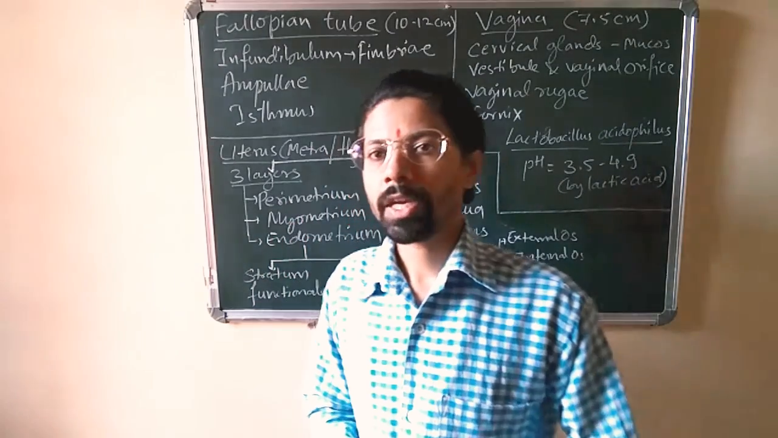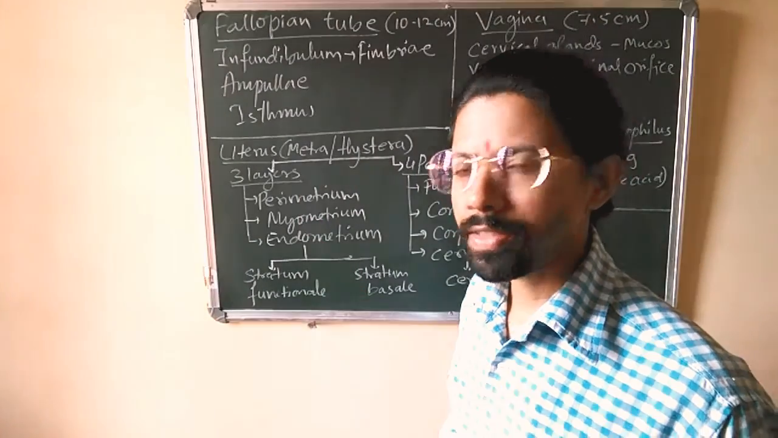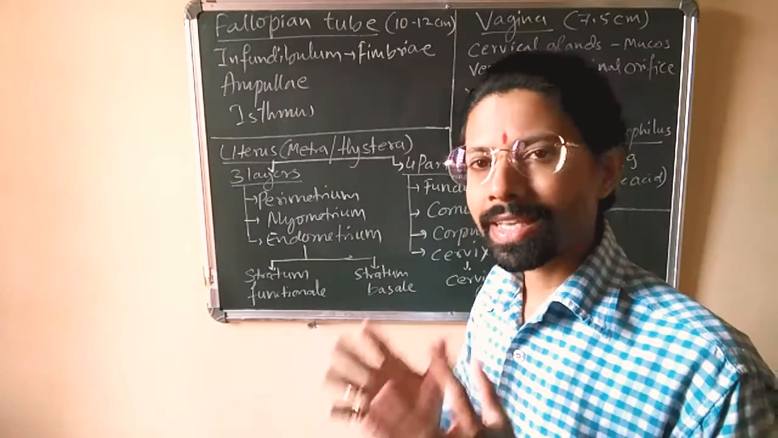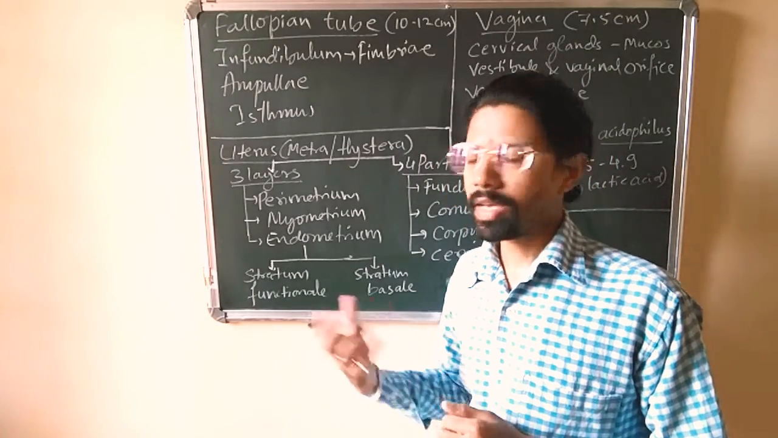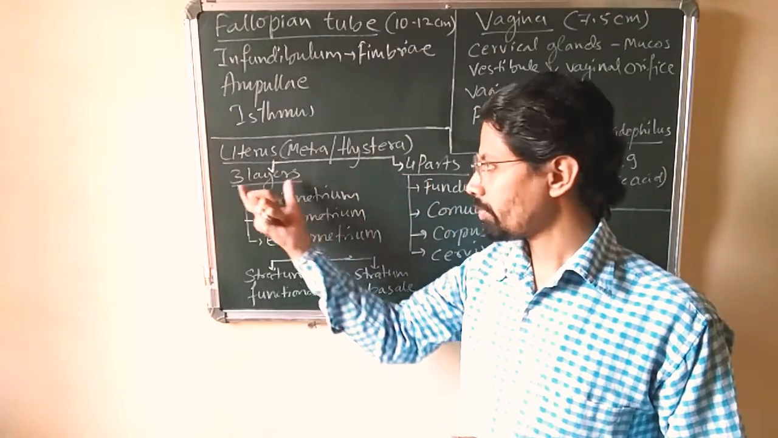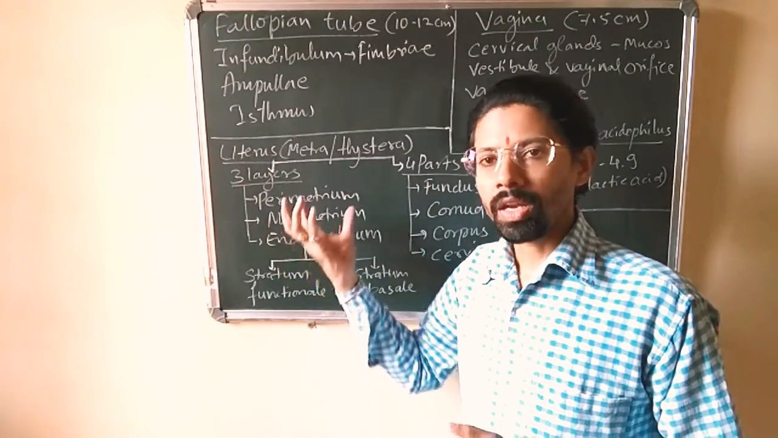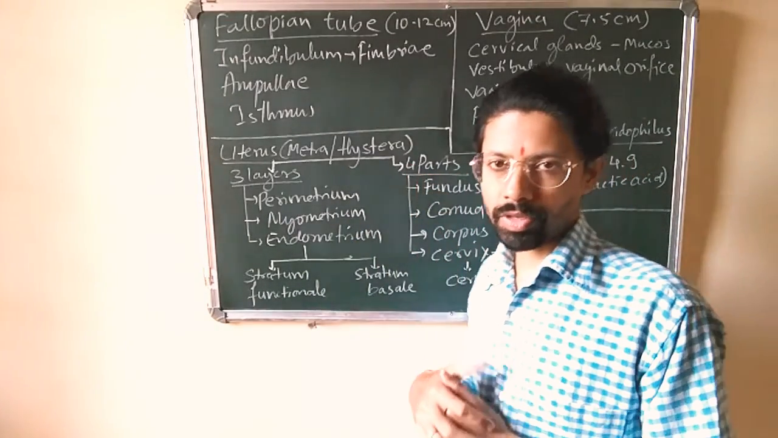Clear? Now coming to the structure called the uterus. The uterus is also called metra, or also called hystera. Then you can talk about the uterus. You can divide the uterus into 2 parts. The first part is the outer linings of the uterus, and then the 4 parts of the uterus structure.